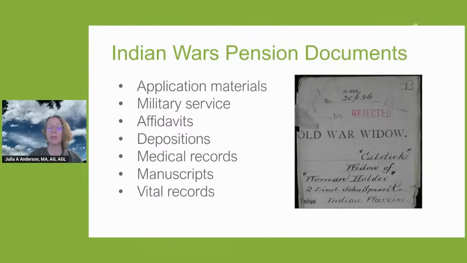Like the War of 1812 pension files, these files generally include the application and original envelope with a brief of the case prepared by the Pension Bureau, a statement of the veteran's service supplied by the War or Navy Department, affidavits, depositions, medical records, manuscripts such as correspondence from interested persons, vital records, and other documentary evidence that was submitted in support of the claim.